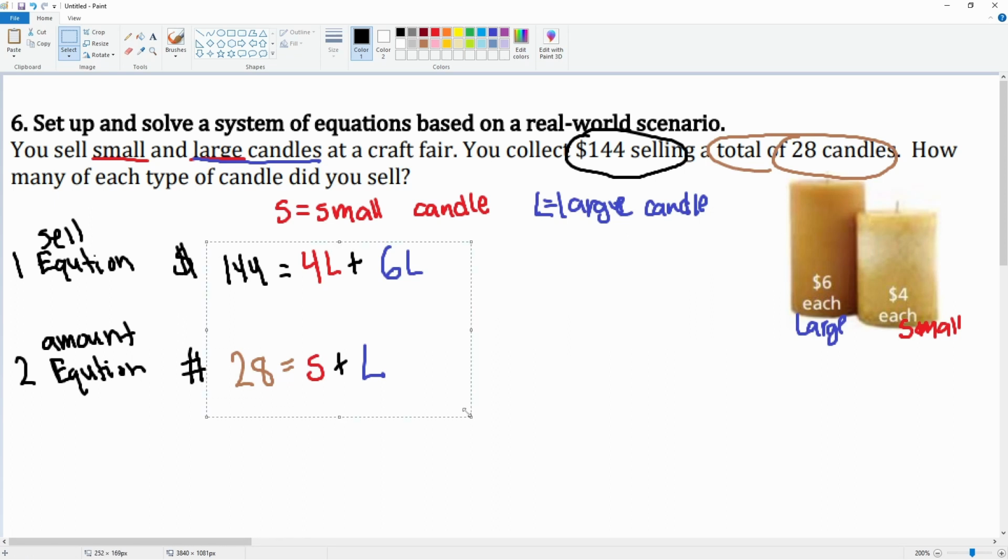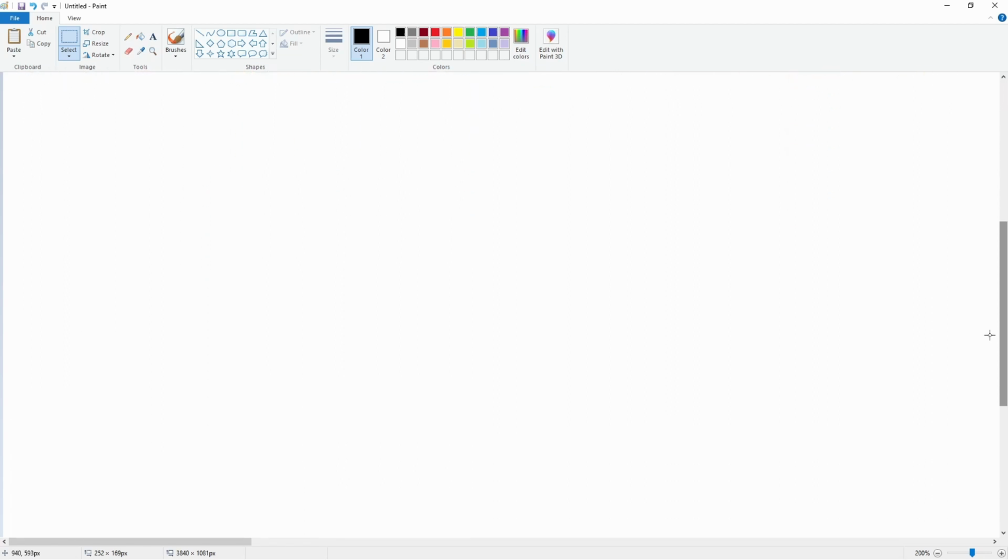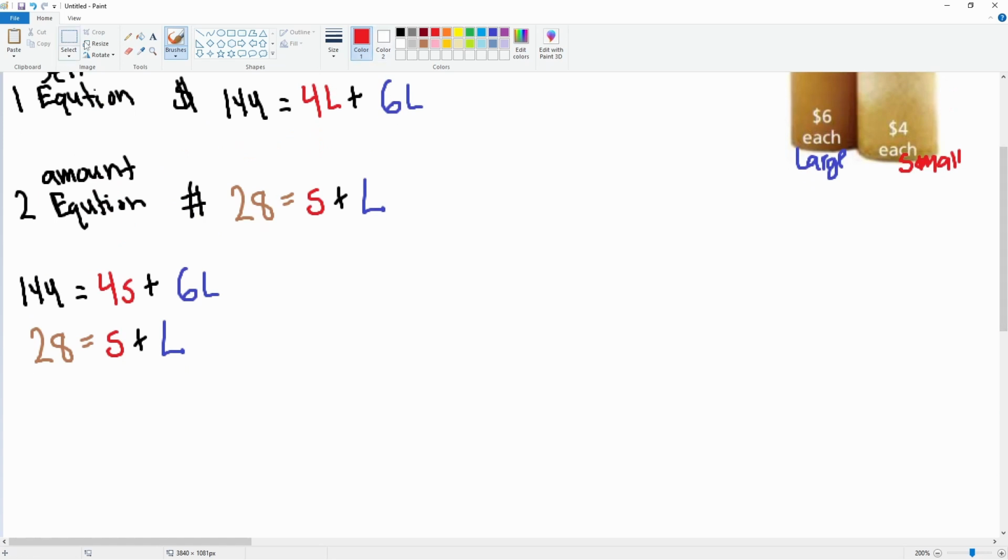Okay, so those are your two equations. These are your two equations that you actually have to solve for now. So I'm going to bring it down here. All right, so we have it here. Now we can actually solve for it. I line it up like a system. Notice that to solve for it, I have to use a system. But notice that this is supposed to be an S. This was supposed to be a 4S for the small.